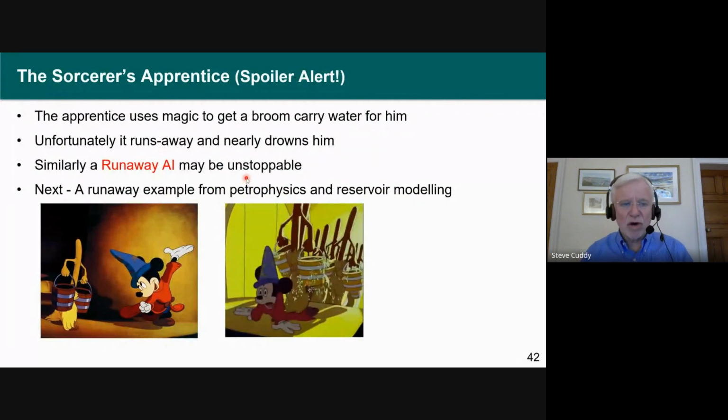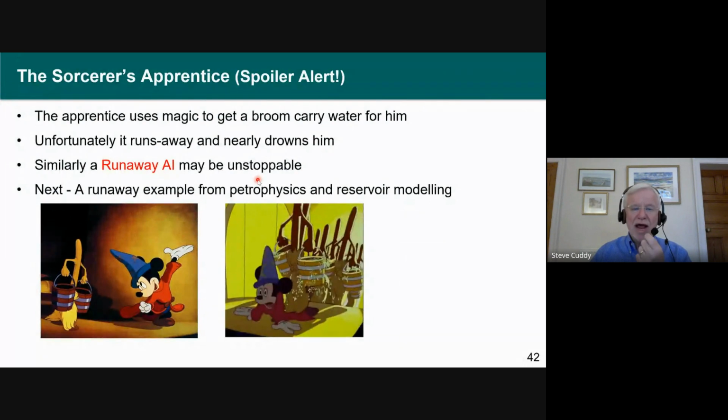The second cartoon I want to show you is The Sorcerer's Apprentice. Spoiler alert, if you want to go and see the movie. There's a good book on this. This is where an apprentice uses magic to get a broom to carry water for him. Unfortunately, it runs away and nearly drowns him. Similarly, a runaway artificial intelligence may be unstoppable.